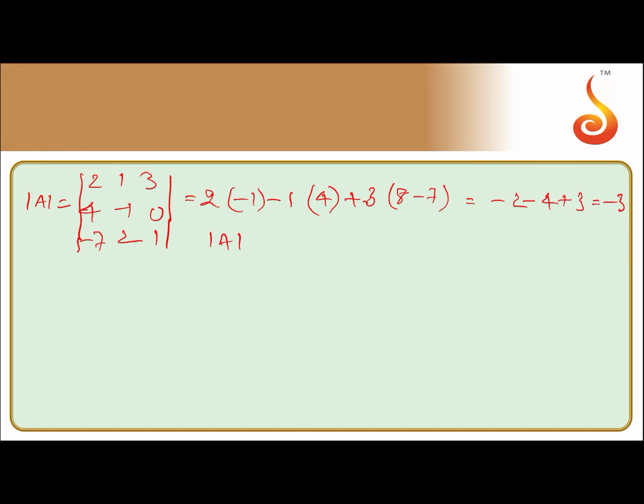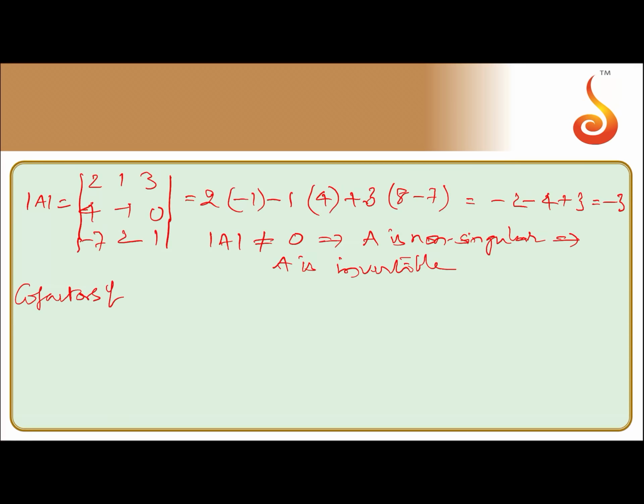Clearly we see that det A is not equal to 0. So that implies A is non-singular, and that implies A is invertible. Let us find out the cofactors of the elements of A.